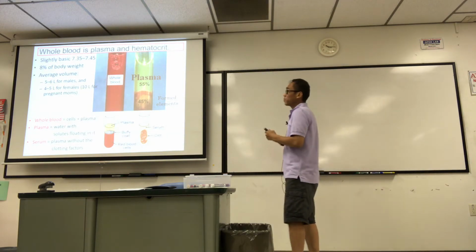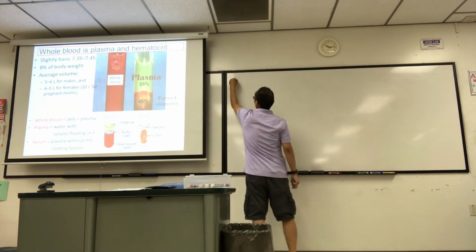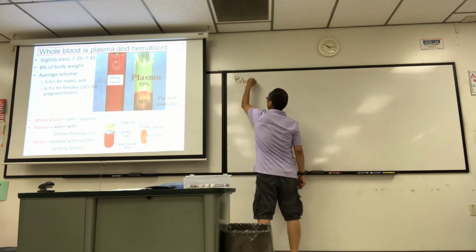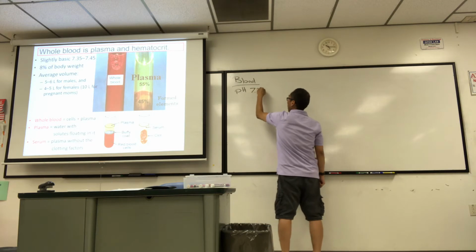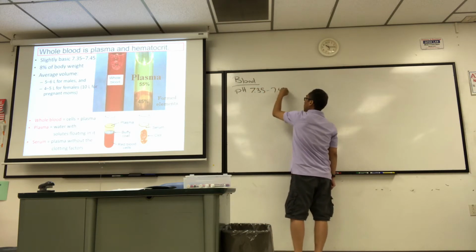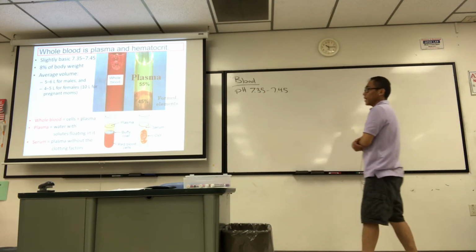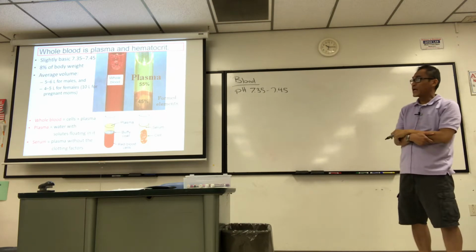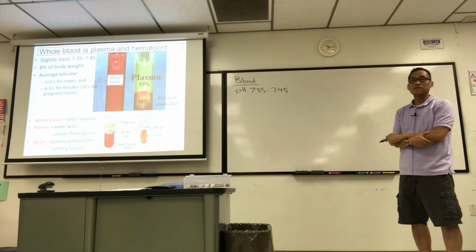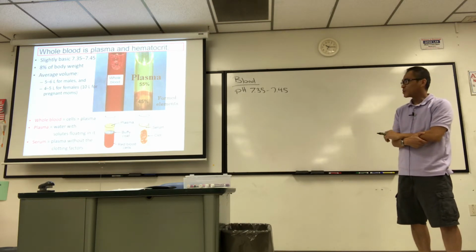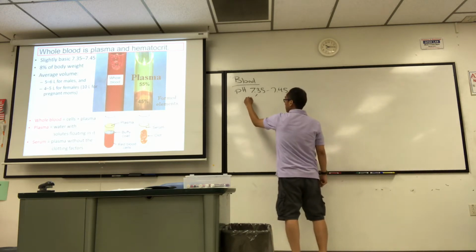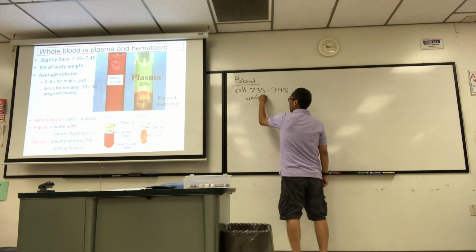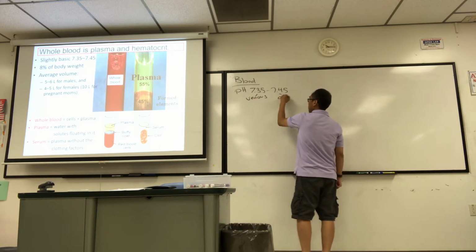Okay, the pH of blood: 7.35 to 7.45. There's a range. It's a little basic. But the reason why there's a range is because CO2 acidifies the blood. And there's a little more CO2 content in venous blood. So this is basically the pH of venous blood. This is the pH of arterial blood.